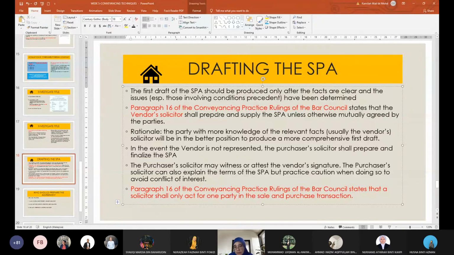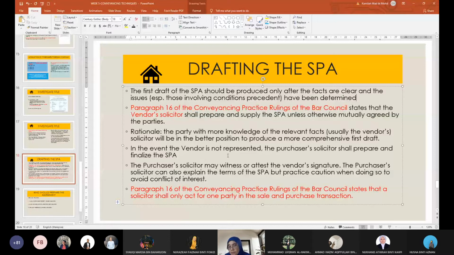Okay, paragraph 16 of the Conveyancing Practice Ruling of the Bar Council states that the vendor solicitor shall prepare and supply the SPA unless otherwise mutually agreed by the parties. This is a practice direction, but if the parties agree, for example the purchaser solicitor agrees that he wants to draft the SPA, it can be done. Why is it imposed on the vendor solicitor? Because the party with more knowledge of the relevant facts, usually the vendor solicitor, will be in a better position to produce a more comprehensive first draft.